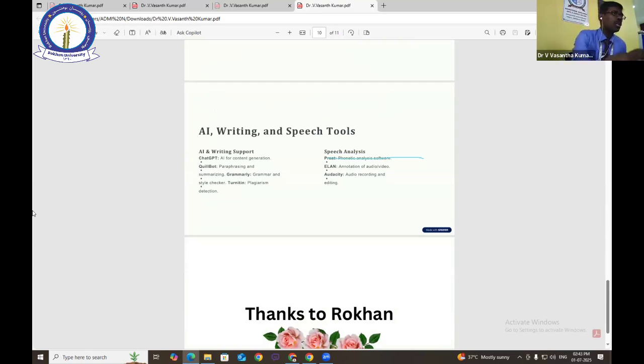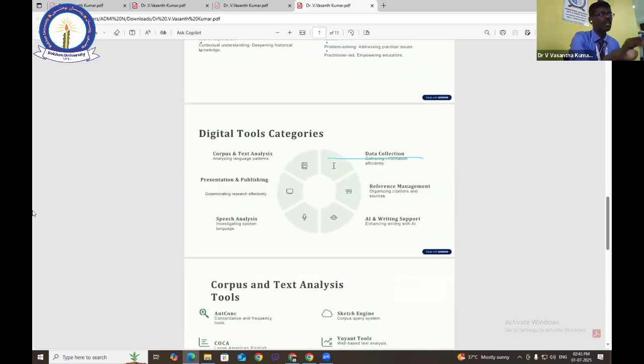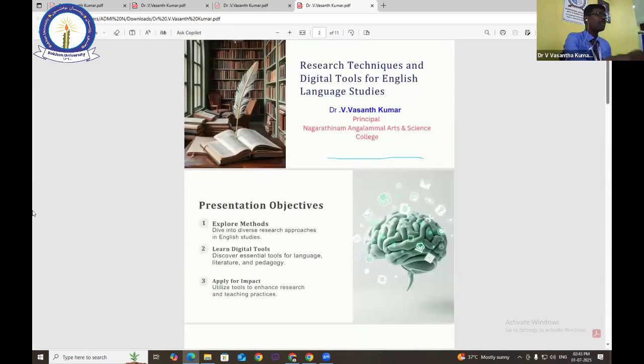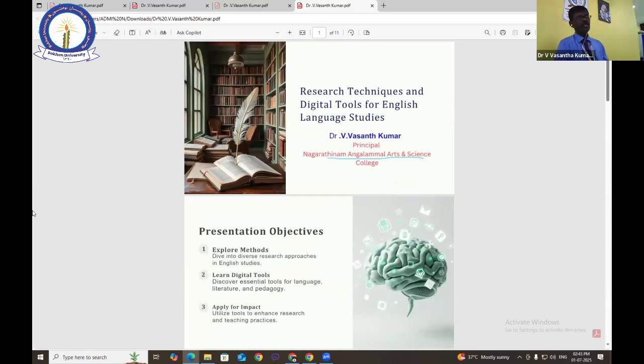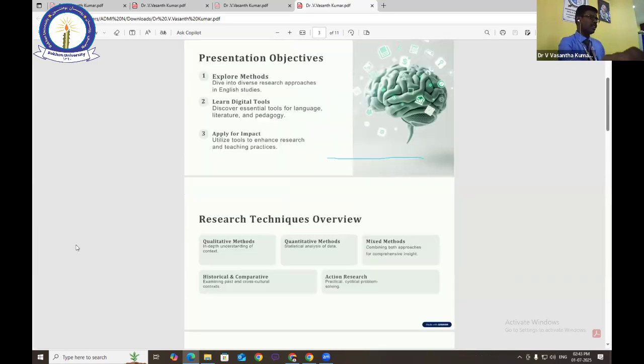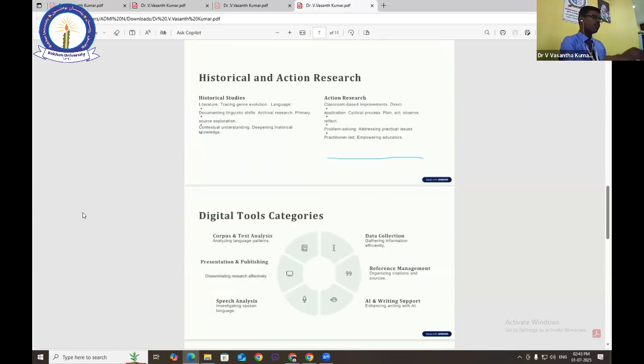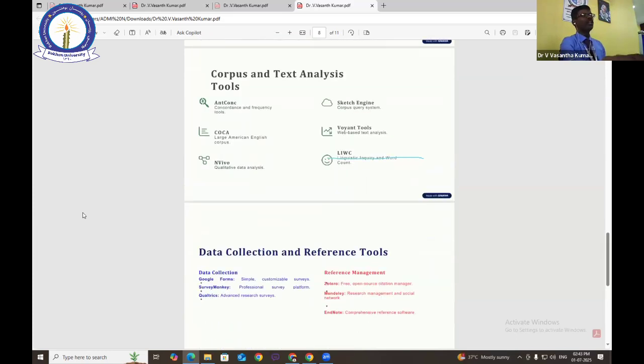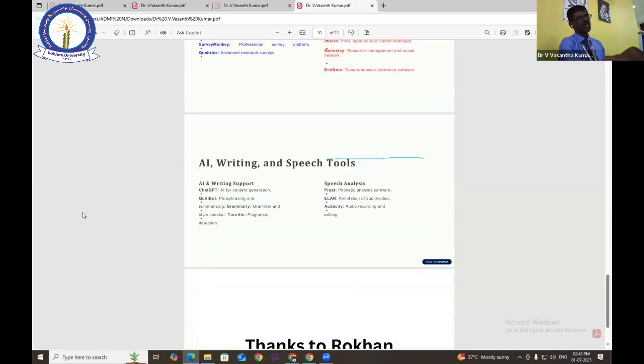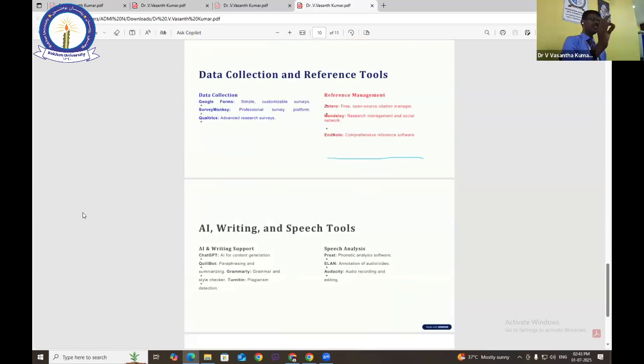So my third part, the conclusion of this research: in my first part, the research techniques and digital tools for English language studies, I explored what research is and how many tools there are. Now I am going to advise the researcher to first know about these research findings and how we are going to do research. But apart from that, every researcher must update their knowledge technically. Still, there are so many researchers having only an email ID.